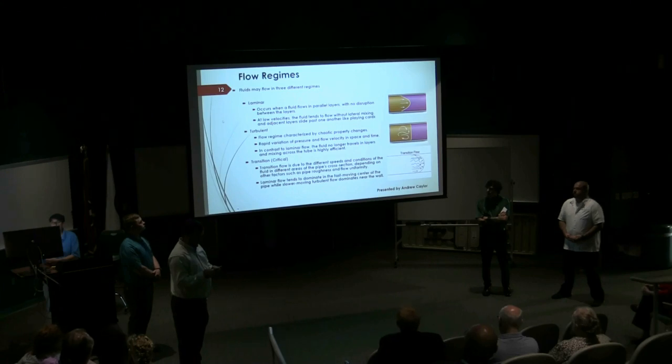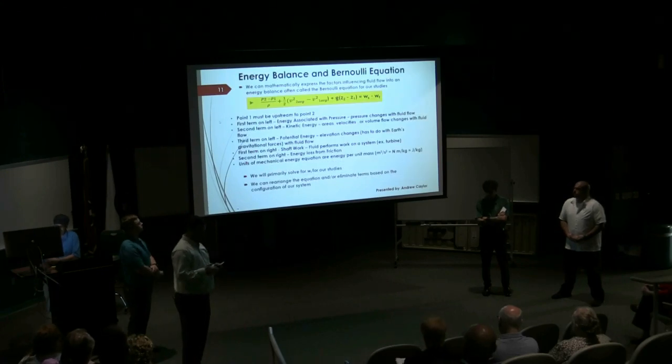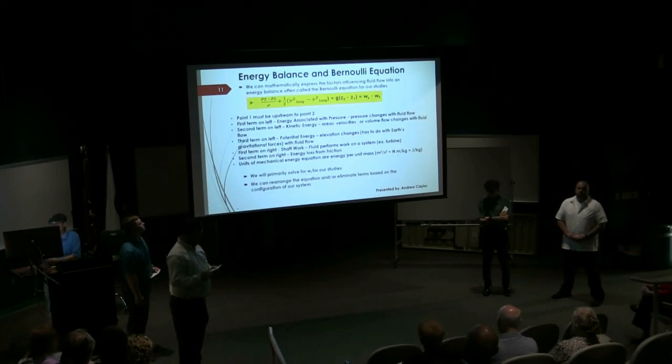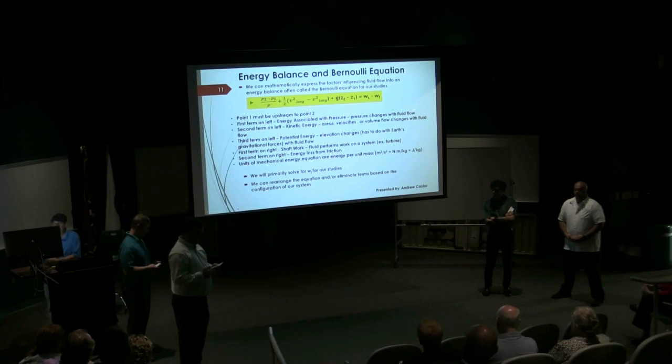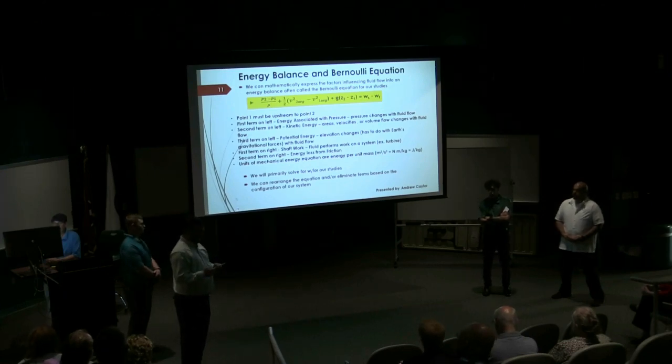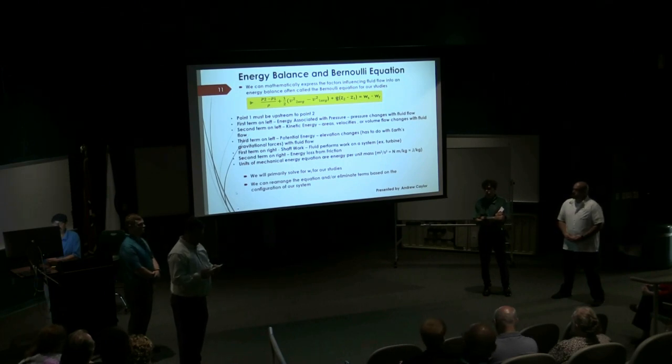All terms have units of energy per unit mass: meters squared per second squared, newton meters per kilogram, or joules per kilogram. It's important to stay consistent in SI units to make sure the equation balances properly. In most of our studies, we focus on solving for friction losses, and we simplify the equation depending on our system setup.